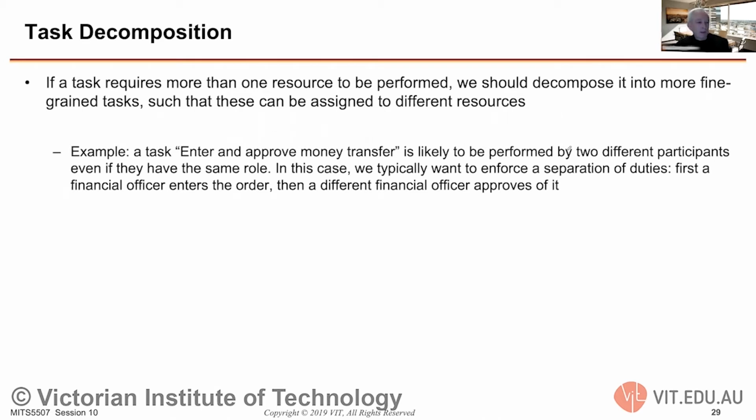Enter and approve a money transfer might be likely to be performed by two different participants in the business process itself. They might have the same role, but in this case, you might typically want to enforce the separation of duties. So you might get a financial officer enters the order, and then a different financial officer may approve it. Now, it could be that one person does everything. But if you want to do a separation of duties, one person enters the data and one person approves it, then we have to break that task down into two separate tasks.